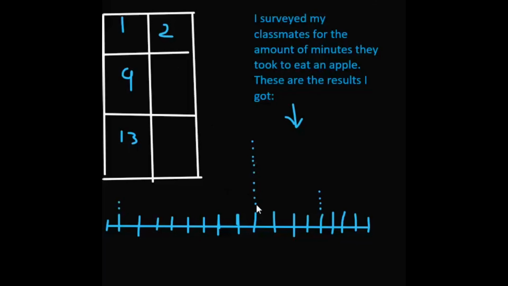Now let's count how many people took 9 minutes to eat the apple. 1, 2, 3, 4. Let's maybe start again. 1, 2, 3, 4, 5, 6, 7, 8, 9, 10. 10 people took 9 minutes to eat the apple. Now let's count the 13 minutes. 1, 2, 3, 4. 4 people took 13 minutes.